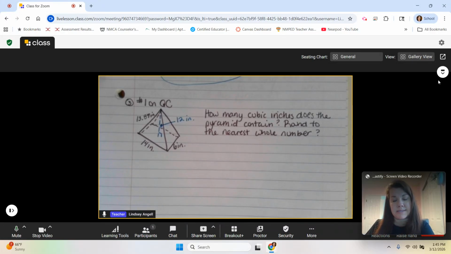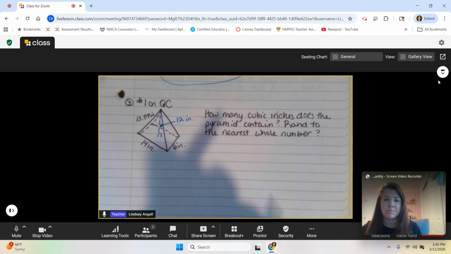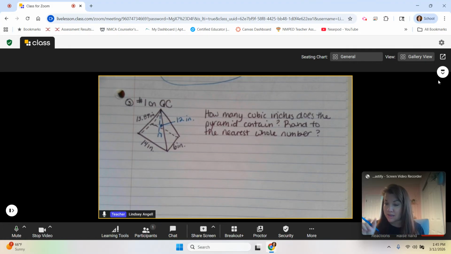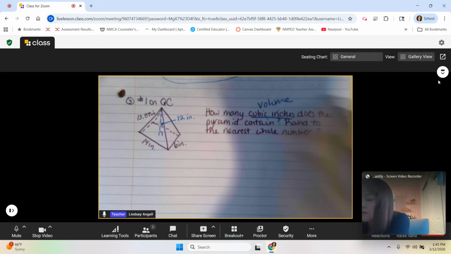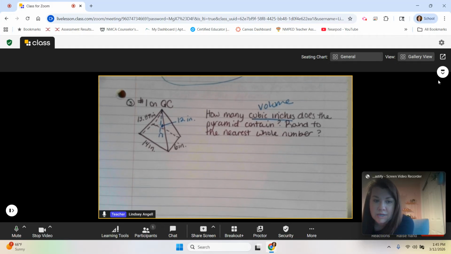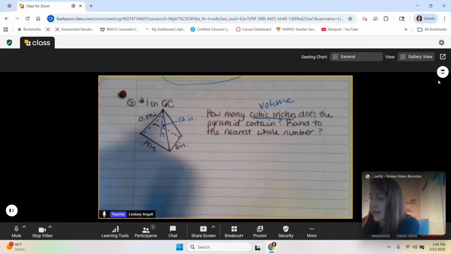Number 3 is also number 1 on your quick check. How many cubic inches does the pyramid contain? Round to the nearest whole number. I chose this one for a couple different reasons. One, obviously we're practicing finding the volume, but it worded it differently. It says, how many cubic inches does the pyramid contain? So cubic inches is what signifies that we're finding the volume. That's a three-dimensional attribute. I also chose this because they actually gave you more information than what we needed.